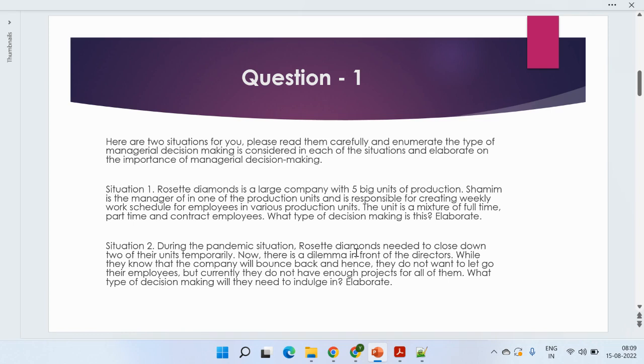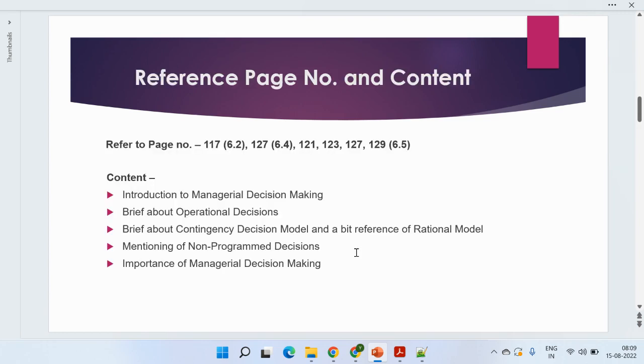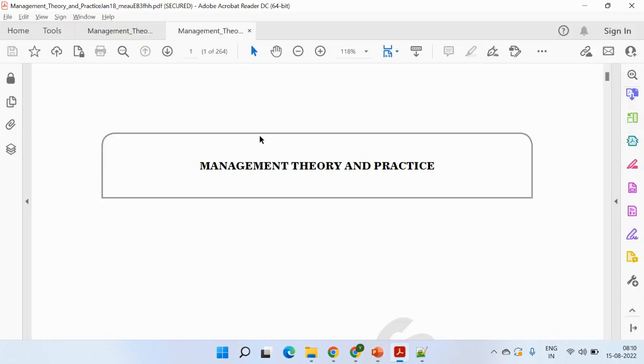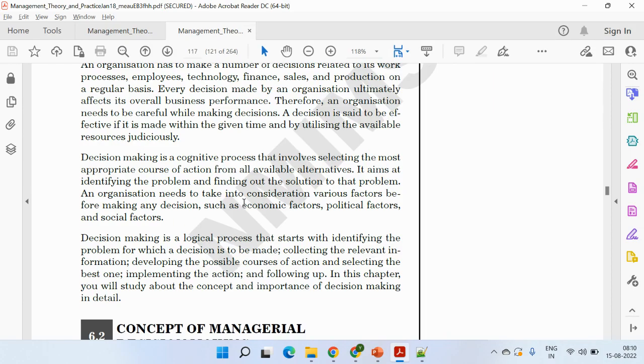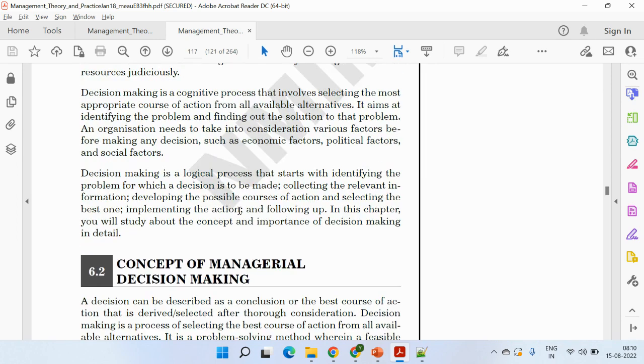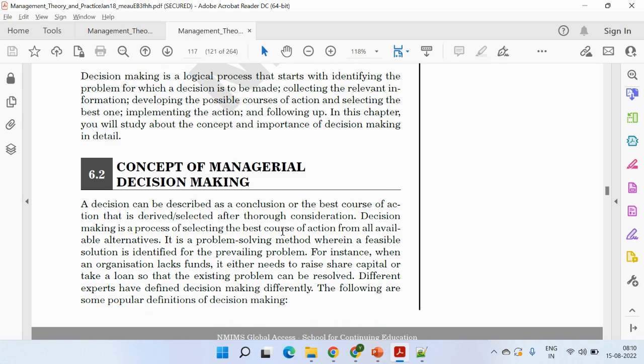So basically, two situations are given. We just need to give a brief about decision making, what is managerial decision making, and after that elaborate on the type of situations and the decisions. So let's see what needs to be written and which book page numbers to refer to. Going to page number 117, the very first thing: it is about the concept and introduction of the managerial decision. We just need to give a concept about managerial decision making.